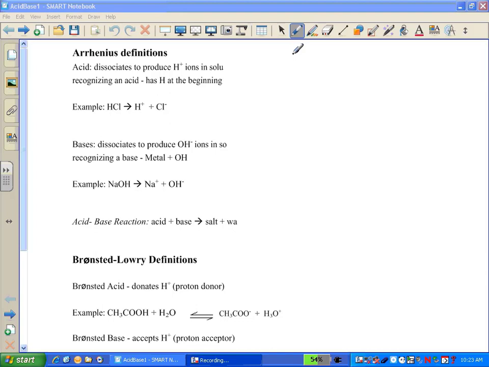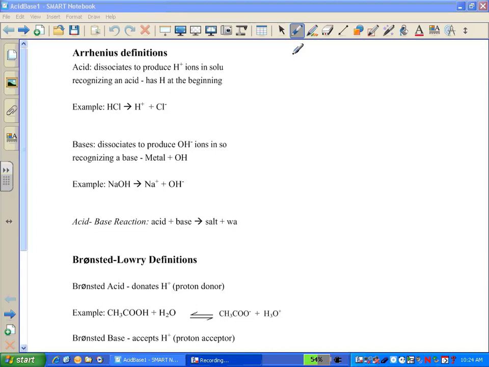The first thing that we'll do is discuss the definitions of acids and bases. There are 3 definitions of acids and bases, each becoming more and more broad in their ability to help us understand acids and bases. Although we have 3, each has its own specific uses as well. The first definition of an acid and base is the Arrhenius definition.